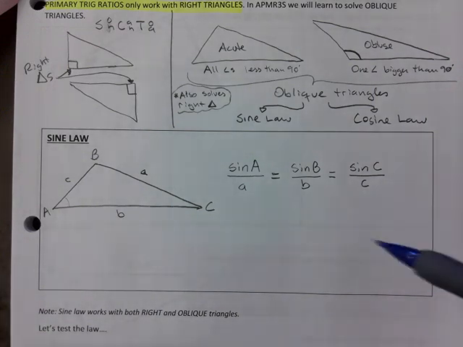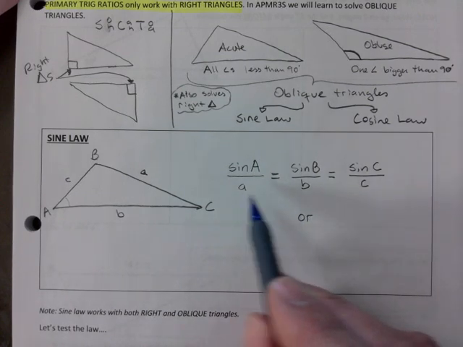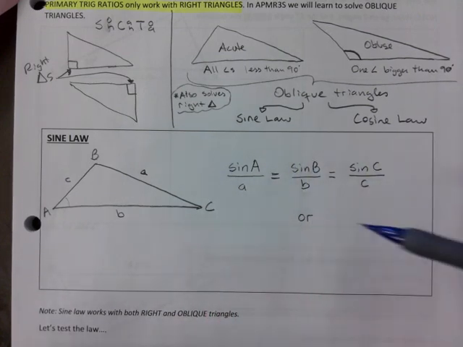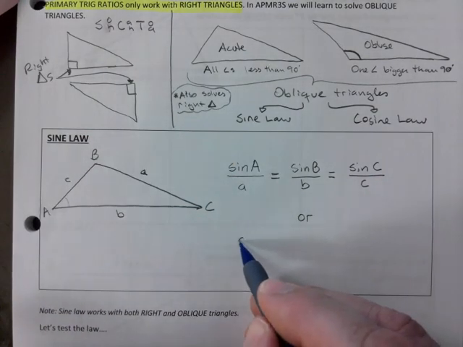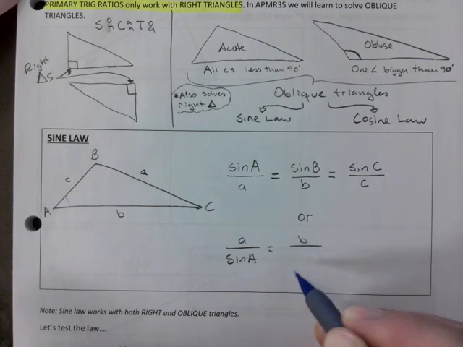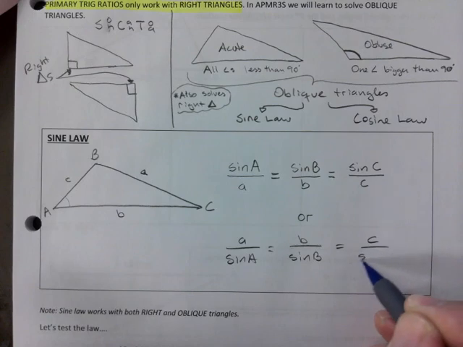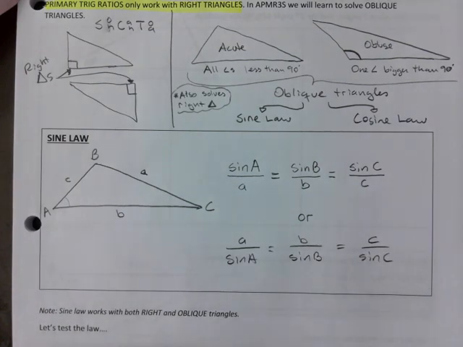And so us knowing this fact, I will give you the variation of this. I like it this way, but you could flip this all. You could say side A over sine A is equal to B over sine B is equal to C over sine of C. Either one is fine, but you just got to stick with it. Either all the sides are on top or all the angles with the sine are at the bottom.